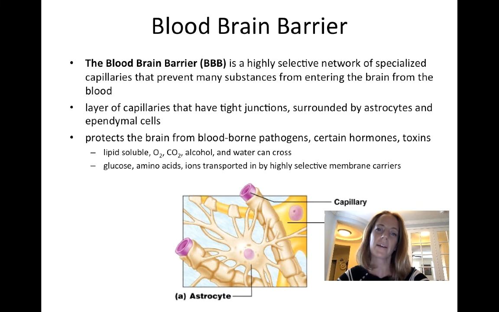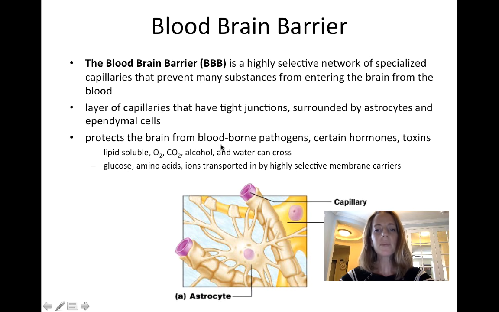So the blood-brain barrier is a highly selective network of specialized capillaries that prevents substances from entering the brain. So it's a layer of capillaries that has tight junctions. Those capillaries are surrounded by astrocytes. There's a large astrocyte, a star-shaped glial cell, here, and ependymal cells. So the ependymal cells protect the brain by preventing most substances from entering.